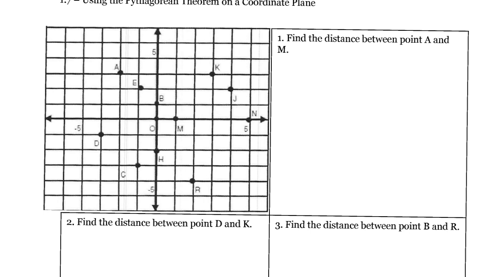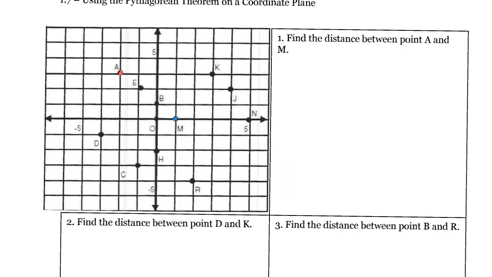All right, so we're going to use this coordinate plane and find the distance between 2 points. And we can find that distance using the Pythagorean theorem. Okay, so we want to find the distance between A and M. So first thing we need to do is find A on the coordinate plane, and then find M.